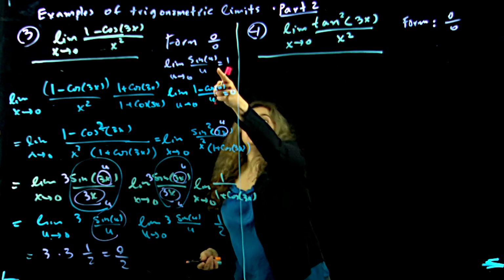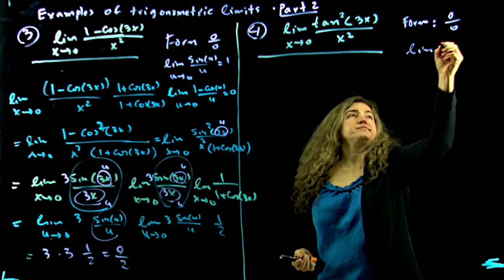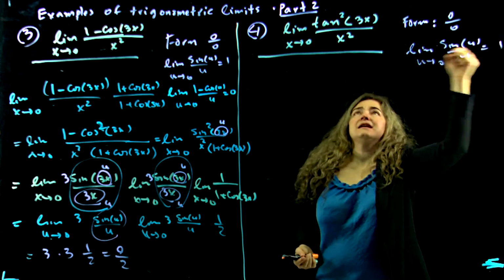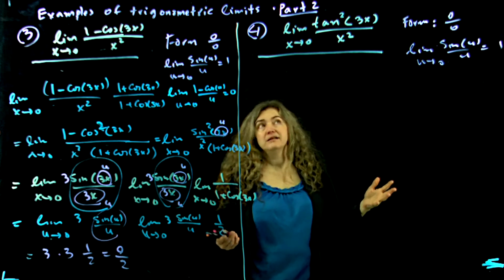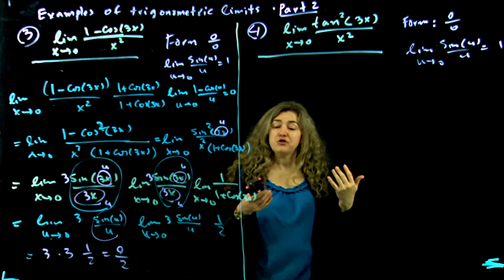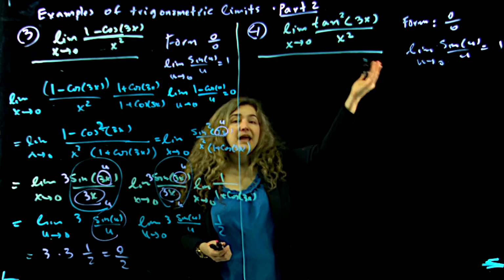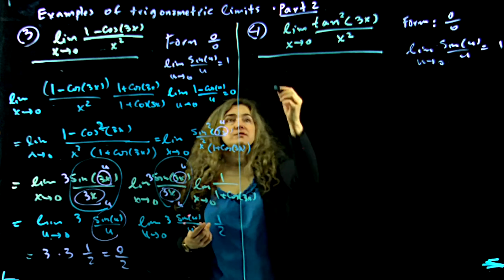What do I know? I know that formula. I know this one. But this is not sine. What do I do? I use my trig identities. What are the trig identities? Tangent of x is equal to sine of x over cosine of x.